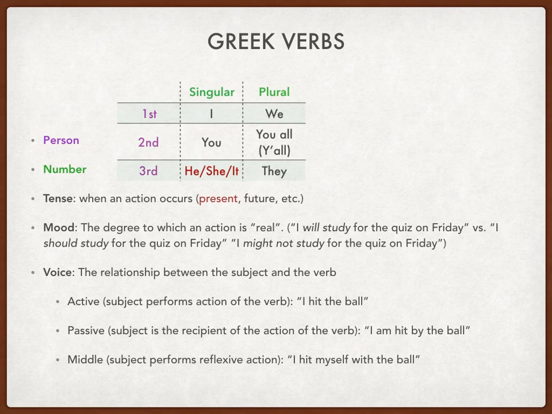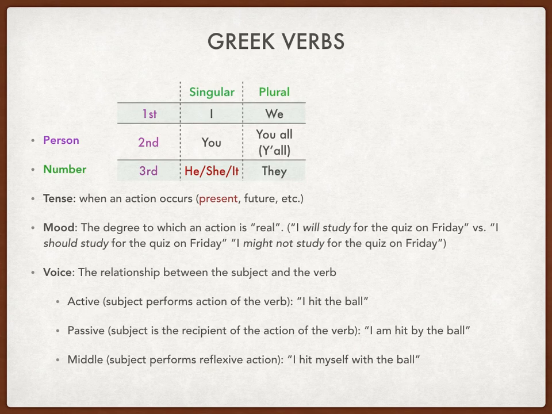That might not be factually accurate. I could totally flunk the quiz, but if I believe it to be 100% true, I'm going to use a different mood in my speech than if I were going to hesitate and say, I think I'm going to ace the quiz on Friday. I really should ace the quiz on Friday, but maybe not, or I might not ace it at all. There are different moods in Greek as well, and we'll cover those when we get to them.